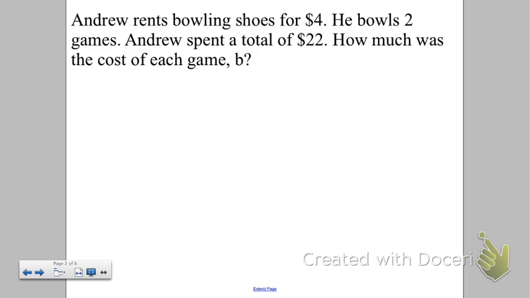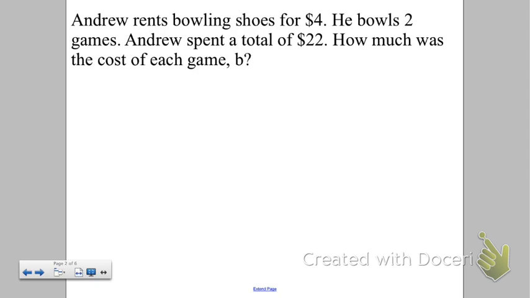The second question. Andrew rents bowling shoes for $4. He bowls 2 games. Andrew spent a total of $22. How much was the cost of each game B? Take a second to copy down the question. So I know that we can figure this out just using math and using numbers, but we need to write an equation and solve that equation.